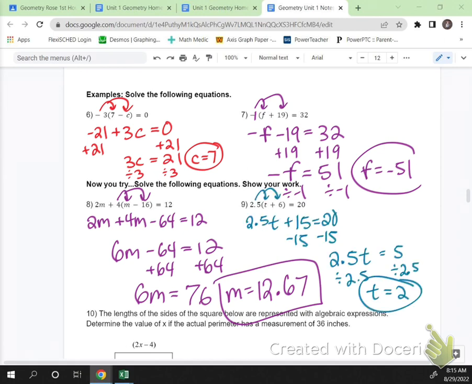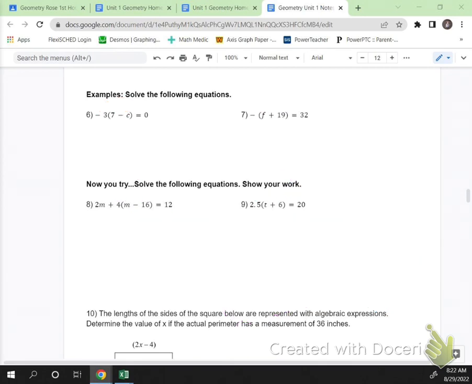Number 10 has a word problem and a square. Panic. Let's look at 10 together. Is anyone still looking at this work before I erase it on the screen? Gentlemen, are we done checking our work? We're good? Great. Let's try number 10.